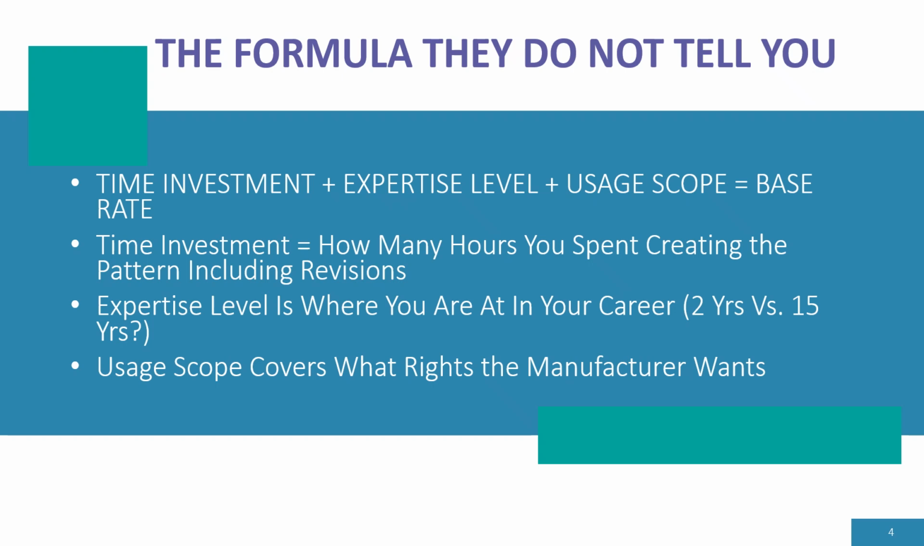Here's an example. If you spend 20 hours on a pattern, you're at an intermediate skill level, and they want non-exclusive North American rights, your calculation looks like this. 20 hours times your hourly rate. Let's say it's $50, equals $1,000. Then you adjust for scope. Non-exclusive might be your base rate. Exclusive worldwide could be 2 to 3 times that base. This is not arbitrary. This is defensible.